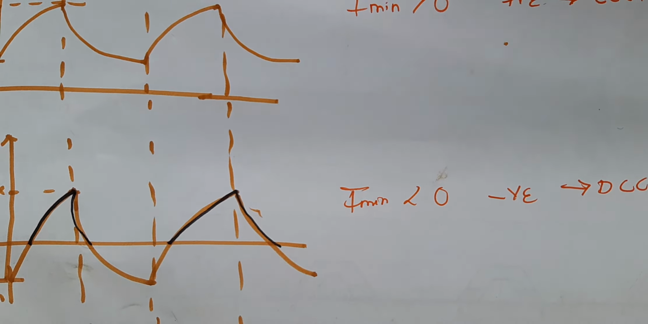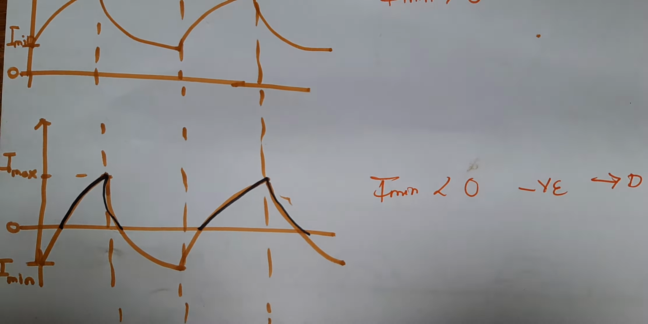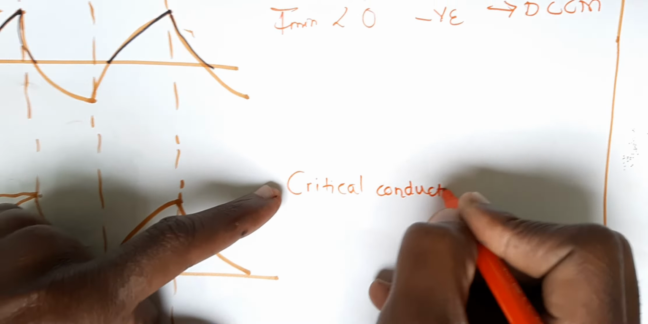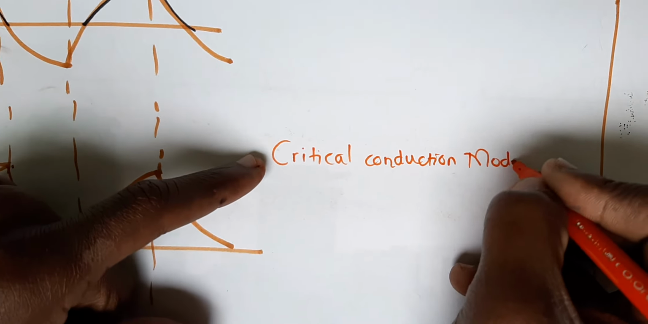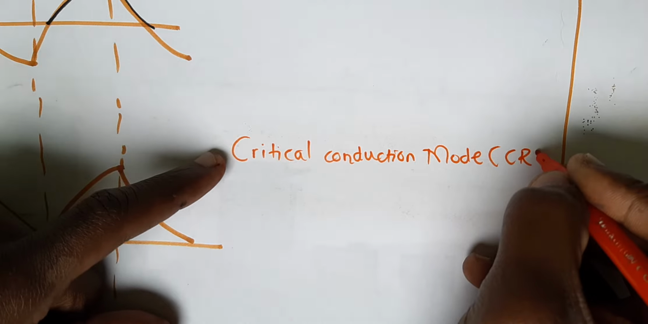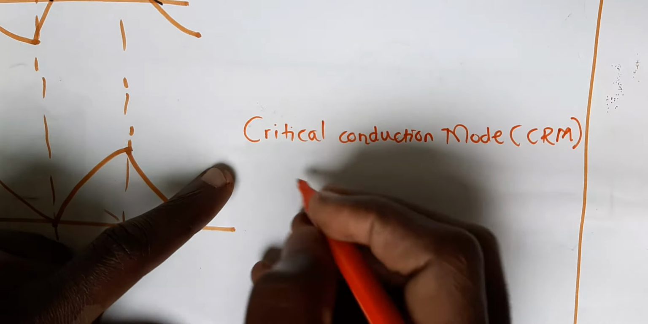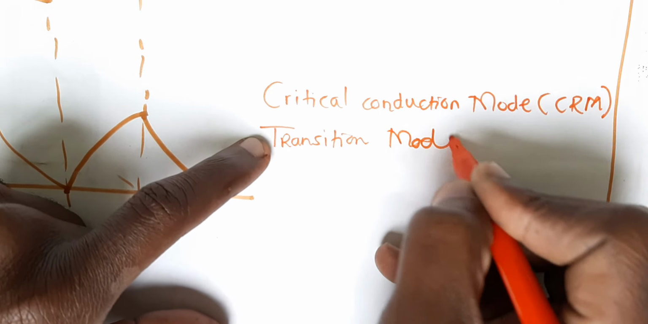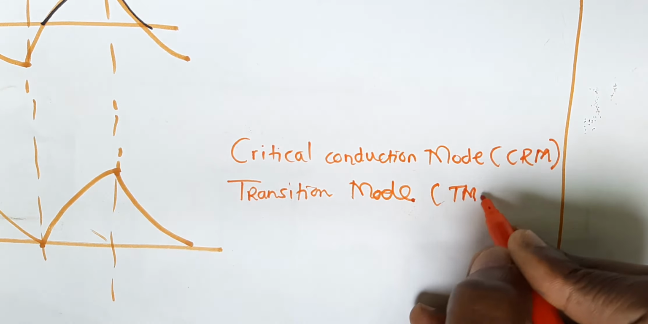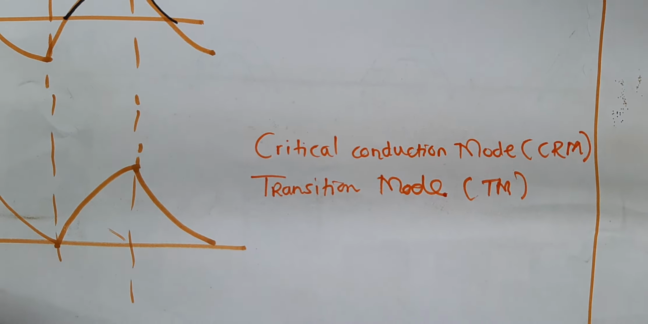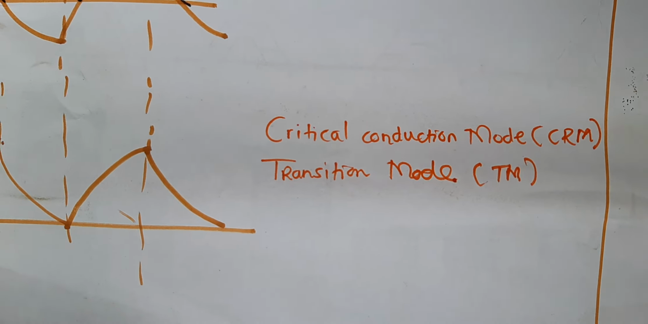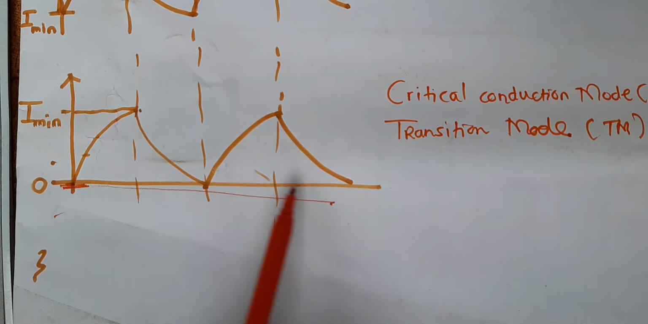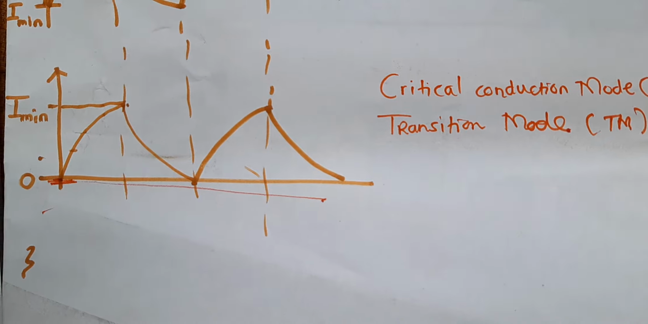And then there's one mode that we did not talk about, and this is the critical conduction mode, known as CRM, or the other name is the transition mode, which is known as TM. So in this mode of operation, the value of I min, the minimum current, is nothing but 0. So the minimum current is 0. So that is going to be the critical conduction mode.